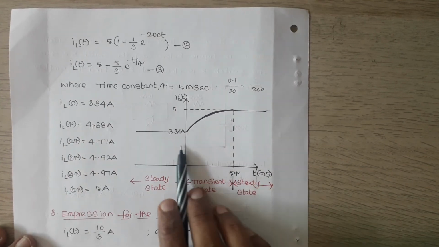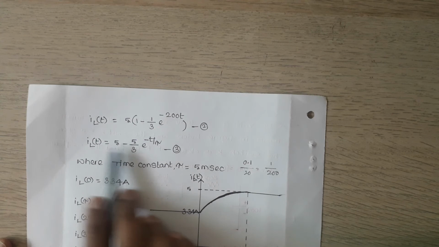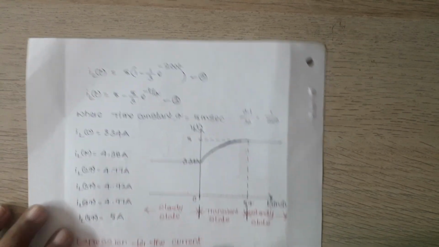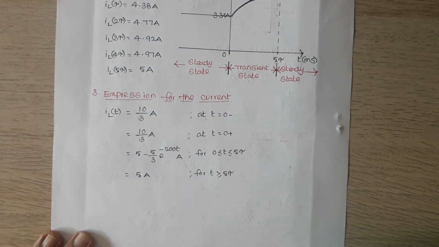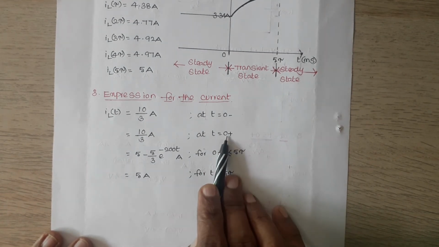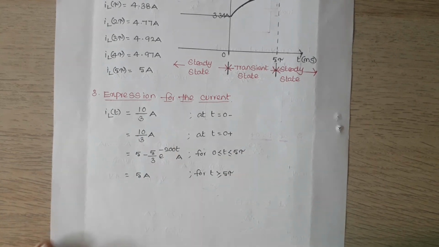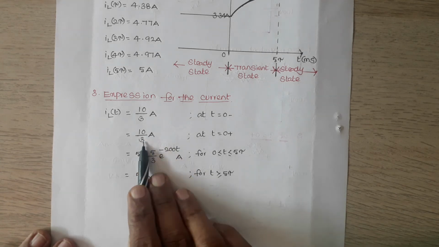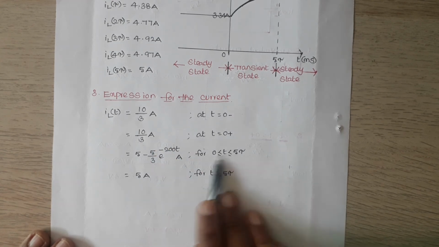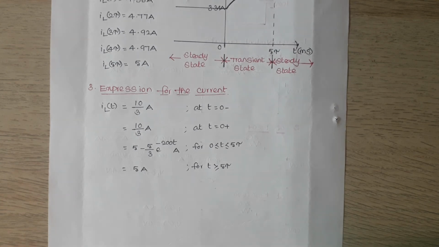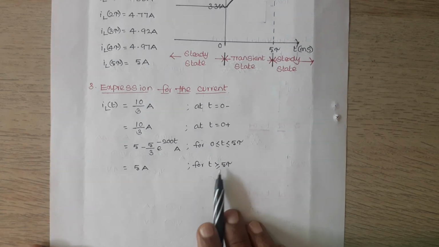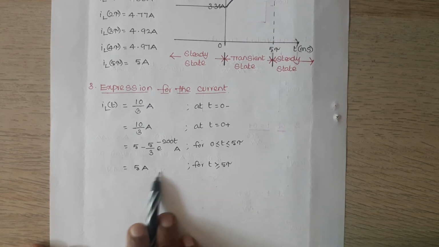So these are the values, this is the waveform, and this is the mathematical equation for the current. The expression for the current: IL of t equal to 10 by 3 amperes at t equal to 0 minus and at t equal to 0 plus. The current does not change instantaneously in the inductor, so IL of 0 plus equals IL of 0 minus, which equals 10 by 3 amperes. In between 0 and 5 time constants, the expression for the current is 5 minus 5 by 3 e power minus 200 t amperes. For t greater than or equal to 5 time constants, the current is 5 amperes.